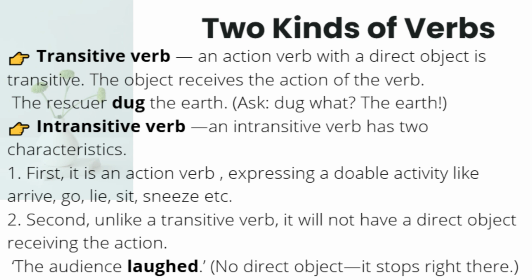Intransitive verb. An intransitive verb has two characteristics. First, it is an action verb expressing a doable activity like arrive, go, lie, sit, sneeze, etc. Second, unlike a transitive verb, it will not have a direct object receiving the action. The audience laughed. No direct object, it stops right there.